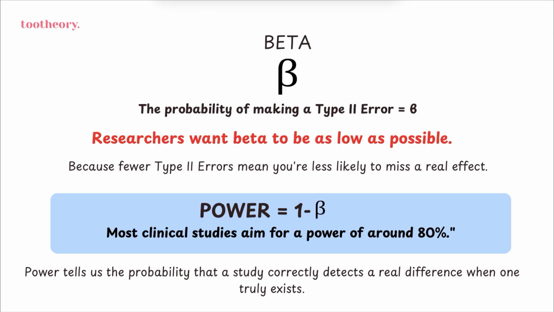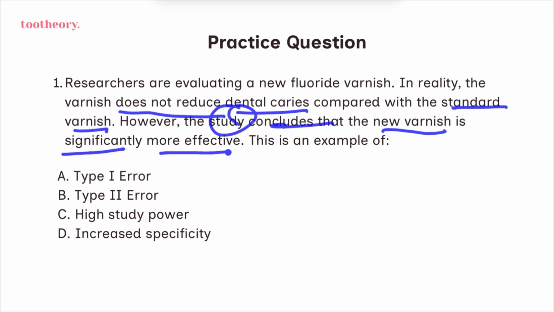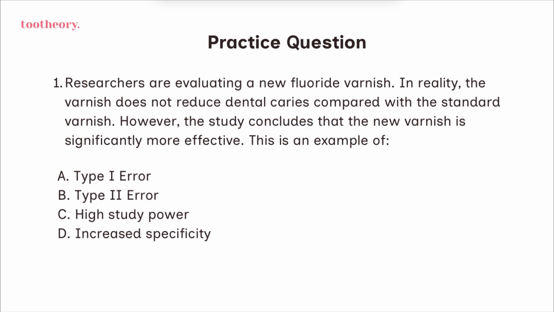Alright, so now let's see if we've understood the concepts clearly. Now pause the video, read the question, and try answering before I explain it. The first question says, researchers are evaluating a new fluoride varnish. In reality, the varnish does not reduce dental caries compared with the standard varnish. However, the study concludes that the new varnish is significantly more effective, right?